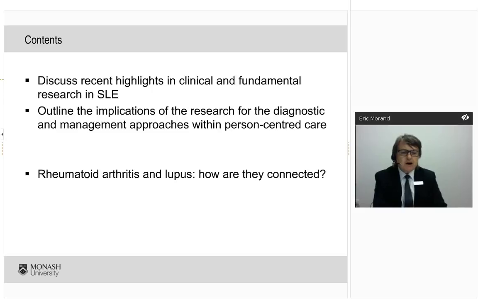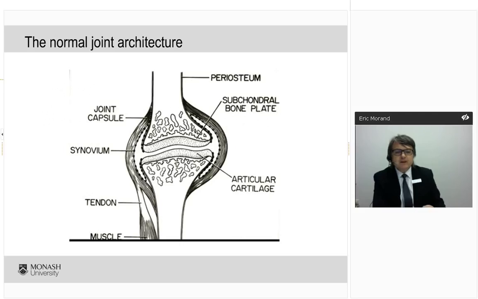So my mission tonight is to discuss recent highlights in clinical and fundamental research in SLE and outline the implications of this research for the diagnostic and management approaches of these people within person-centred care. And I'm going to start by doing what I hope is forming a bridge between current knowledge that some of you may have in reference to arthritis and what we know about lupus. So I'll show the next few slides just to talk about rheumatoid arthritis, and then I'll show how lupus is similar and yet different to that disease.